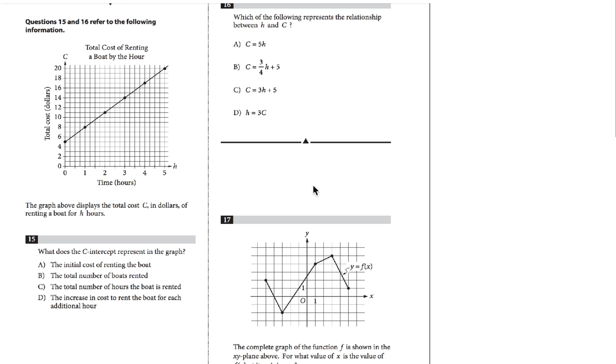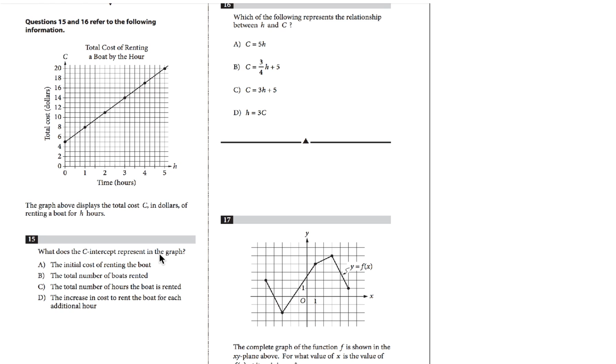SAT, Test 1, Section 4. We're going to attempt to do 15 through 19 or so. So number 15, the graph above displays the total cost C in dollars of running a boat for 8 hours. What does the C-intercept represent in the graph?